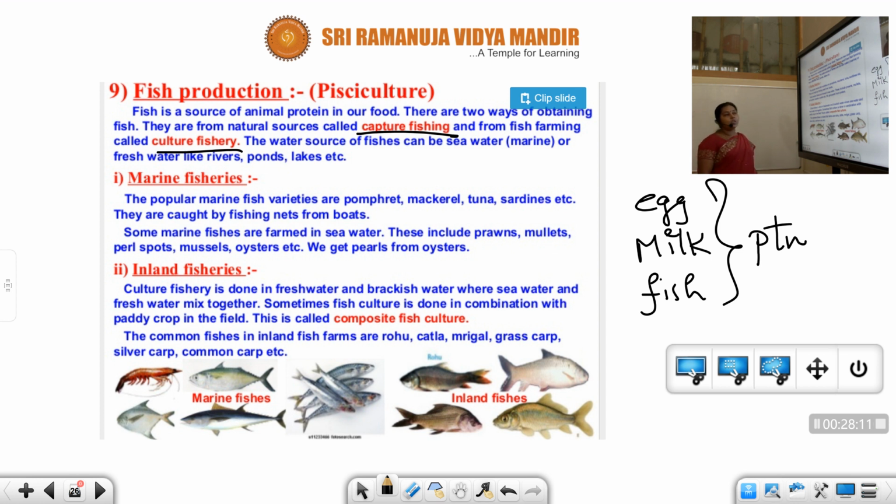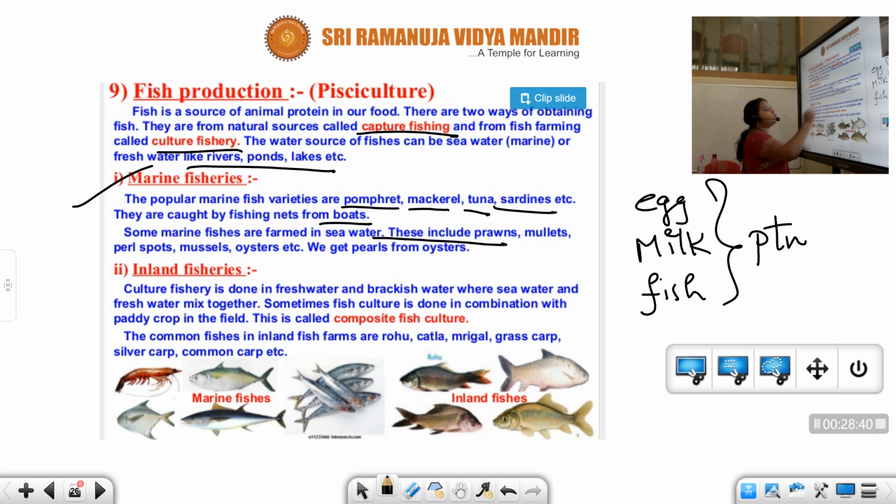The water source of fishes can be seawater, which is marine, or freshwater like rivers, ponds and lakes. First, let us talk about marine fisheries. The popular marine fish varieties are pomfret, mackerel, tuna, sardines, etc. They are caught by fishing nets from boats. Some marine fishes are farmed in seawater. These include prawns, mullets, pearl spots, mussels and oysters. We get pearls from the oysters only, children. Right? This is about marine fisheries.